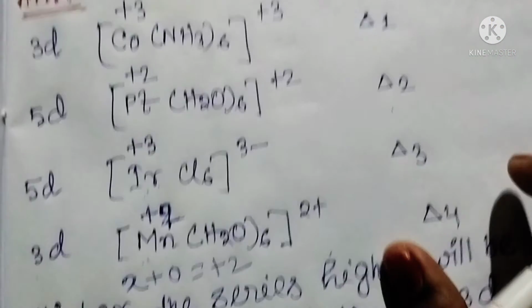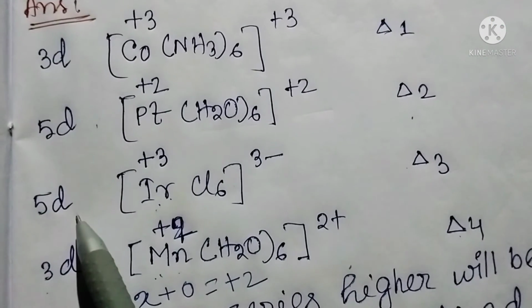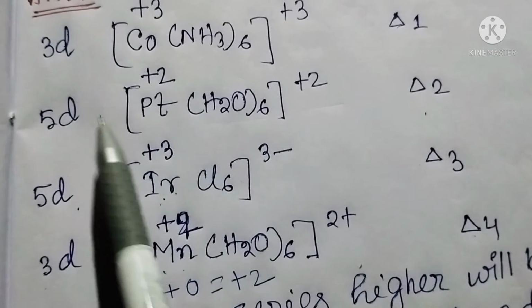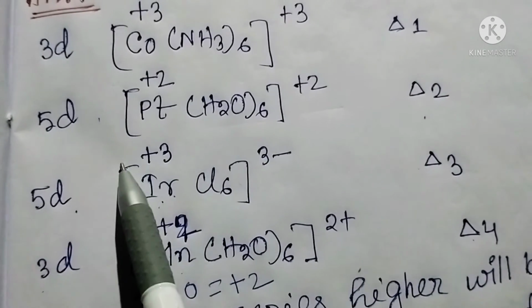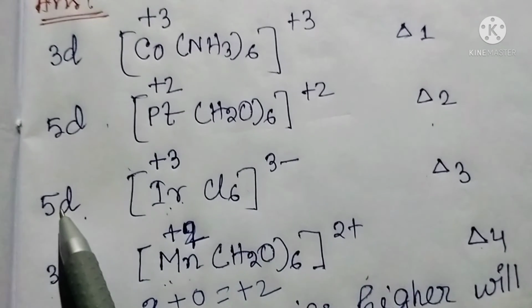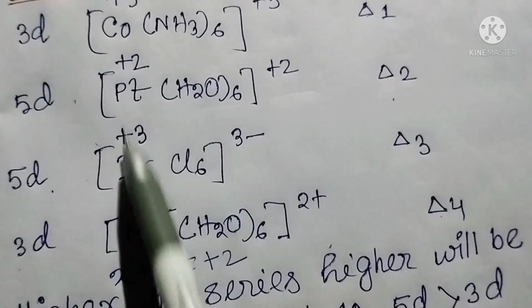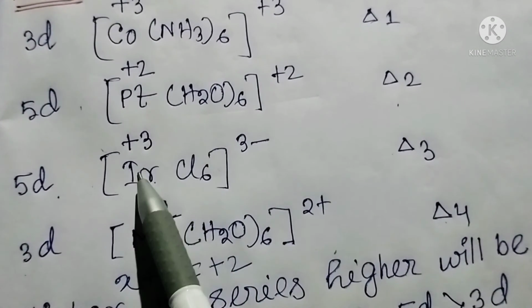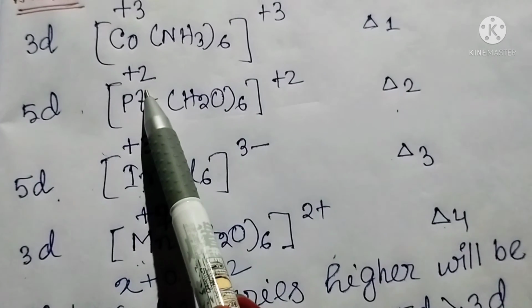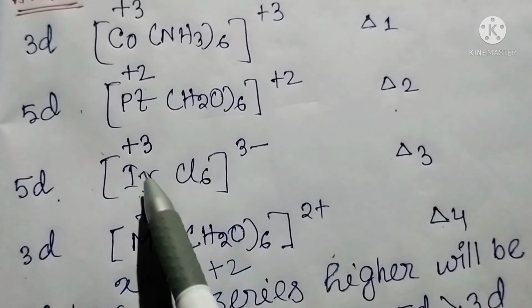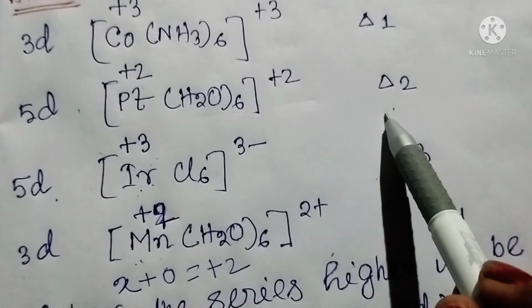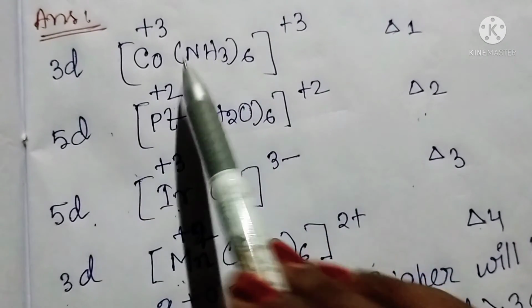Do you understand, students? Because they are present in the 5d series and they are present in the 3d series, and we know that higher the series, higher will be the splitting energy. So the splitting energy of the 5d series will be greater than the 3d series. Now both of them are present in the 5d series, so we see the oxidation state. This is in +3 oxidation state, this is in +2 oxidation state, and we know that higher the oxidation state, higher will be the splitting energy. So delta 3 greater than delta 2.